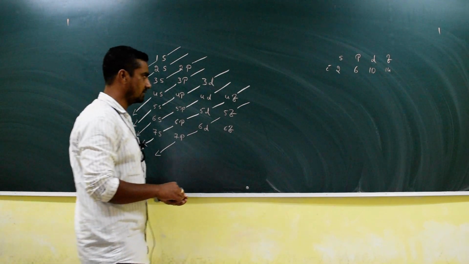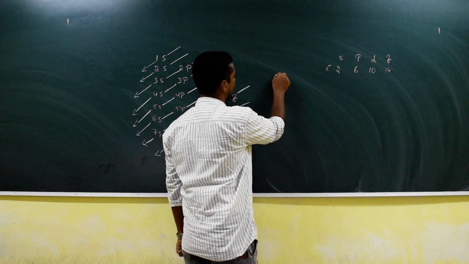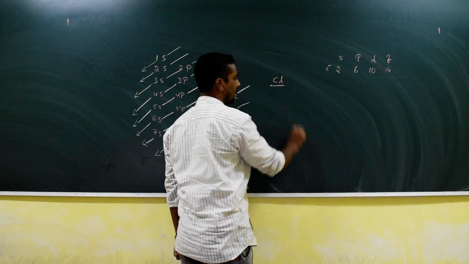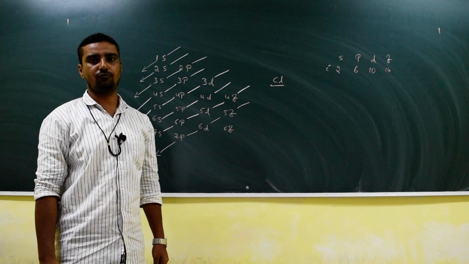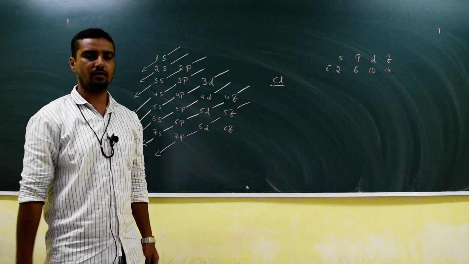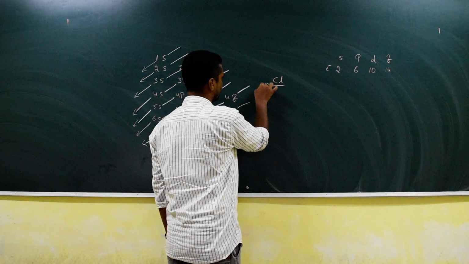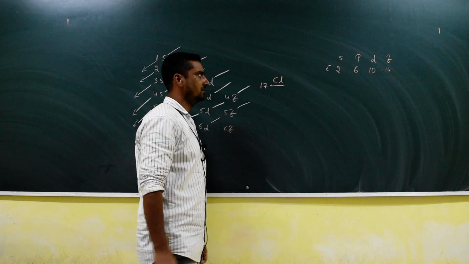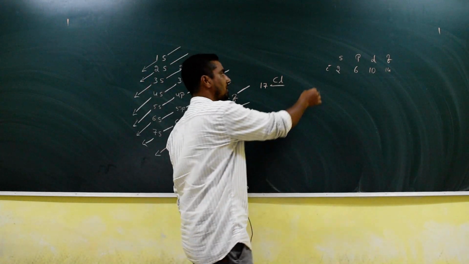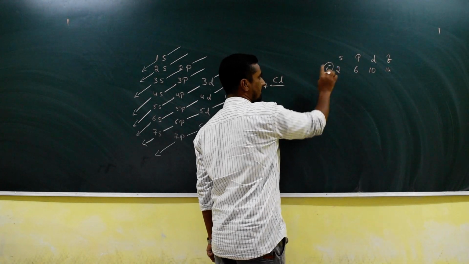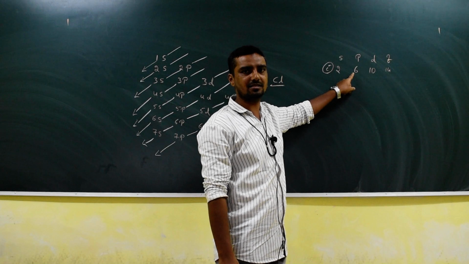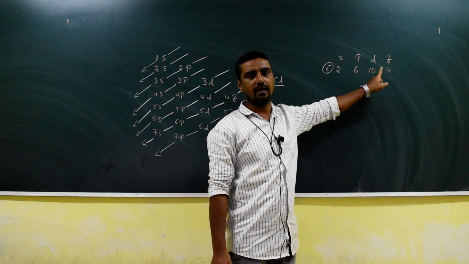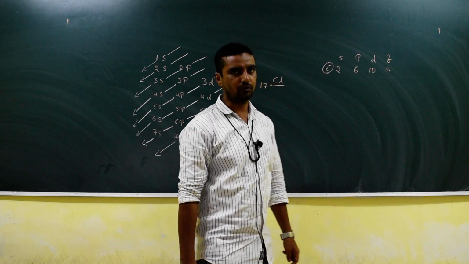I will give one example. For example, I want to write the electronic configuration of the chlorine atom. You people know the atomic number of chlorine, that is 17, right? We also have to remember that the s orbital can hold only 2 electrons, the p orbital 6, the d orbital 10, and the f orbital 14.